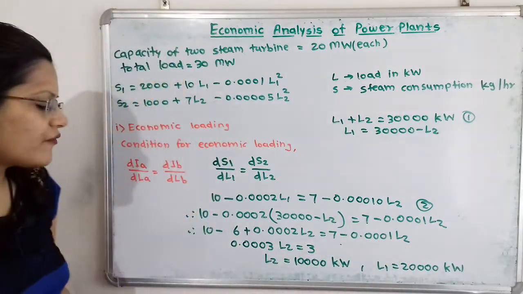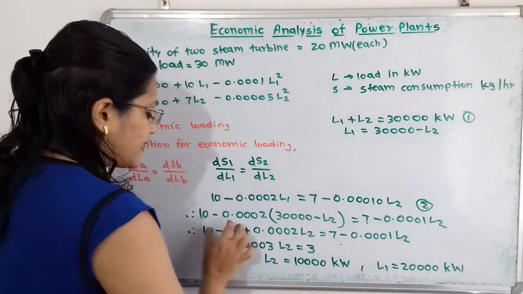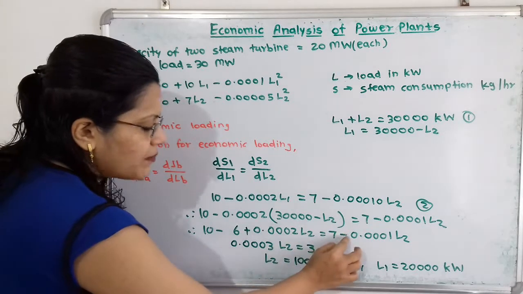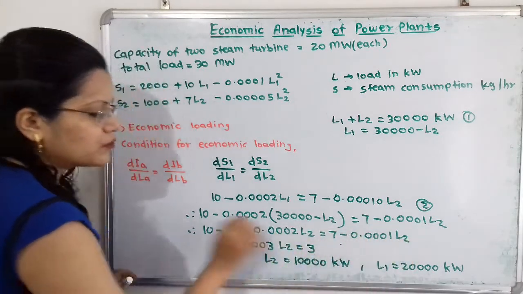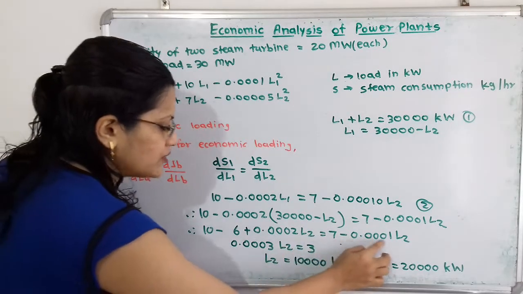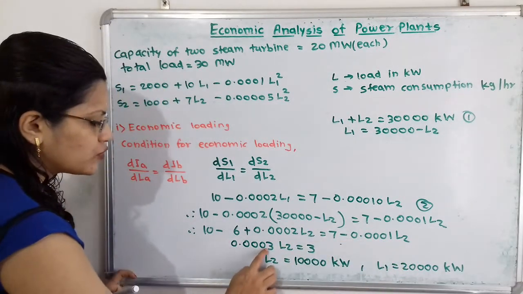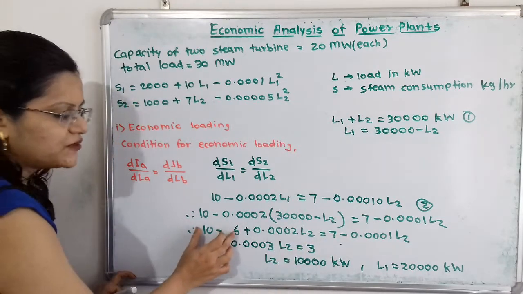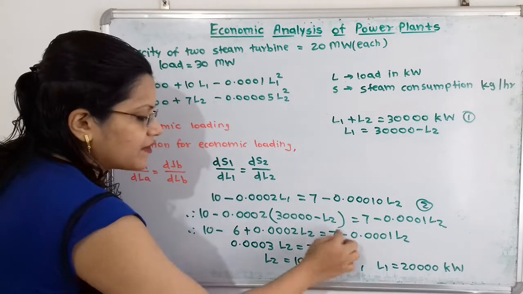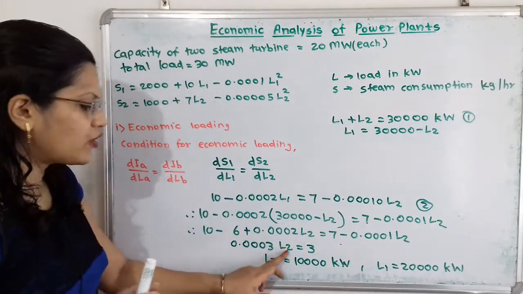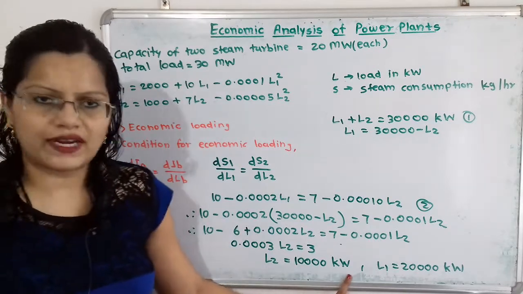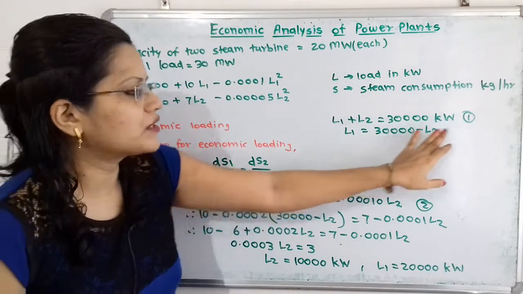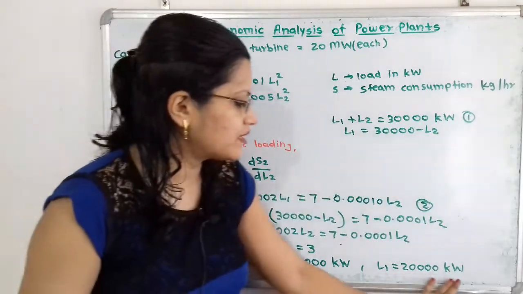0.0001 L2. Now we will take L2 terms to the one side and all the other terms to the other side. So here 0.0002, now this minus sign will become plus if I shift this term to the left hand side. So plus 0.0001, so totally 0.0003 L2. And here 7, and here 10 minus 6 is 4. So this 4 if I transfer to the right hand side, then 7 minus 4, that is 3. So what is the value of L2? L2 is 10,000 kilowatt. And from this L2 we can calculate L1. So L1 is 30,000 minus 10,000, that is L1 is 20,000 kilowatt.